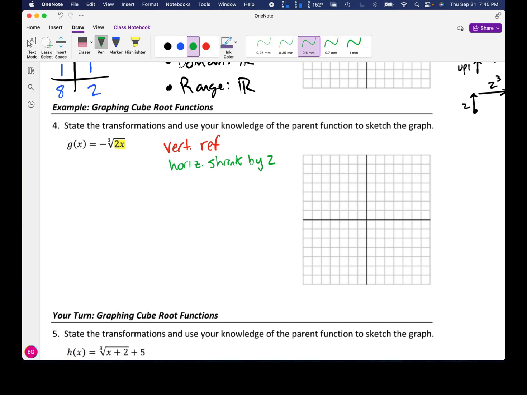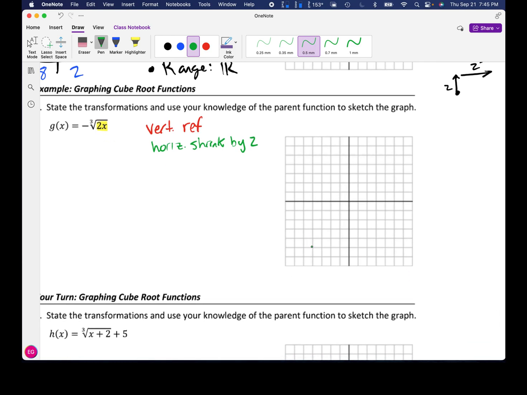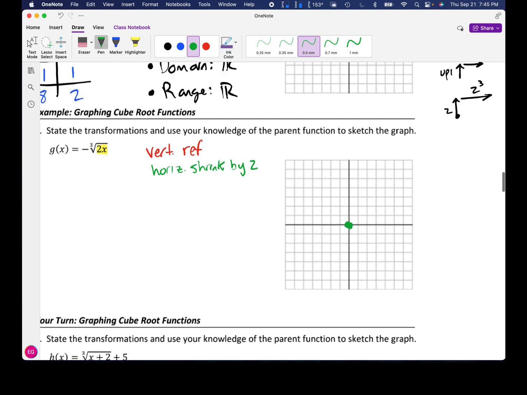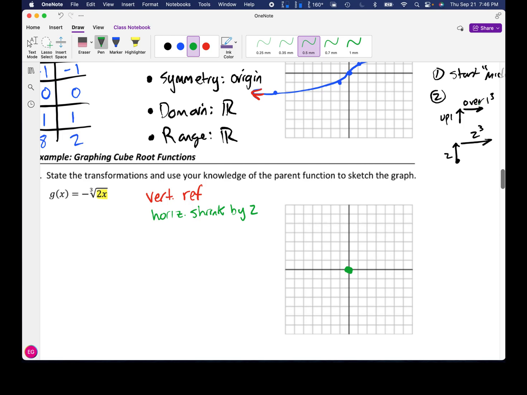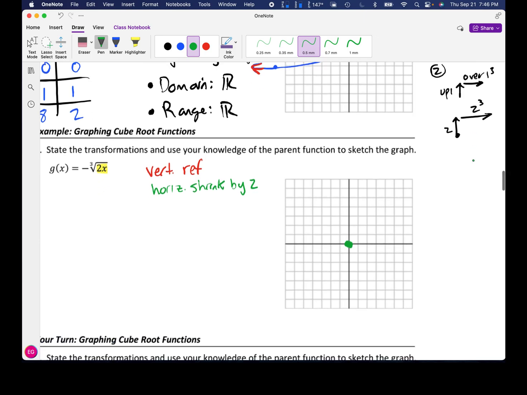When I go to graph this, it's going to be kind of a weird graph for us to maybe start off with, but oh well. There are no translations, so my middle point stays at 0, 0. Normally what I would be doing here is going up 1 and then over 1 to the third, so I'm going to follow my strategy here, but instead of up, I'm going to go down because I have a vertical reflection, and instead of over whatever I do, I'm actually going to cut that in half, right? So a shrink by 2 in the horizontal direction is going to change my halves.